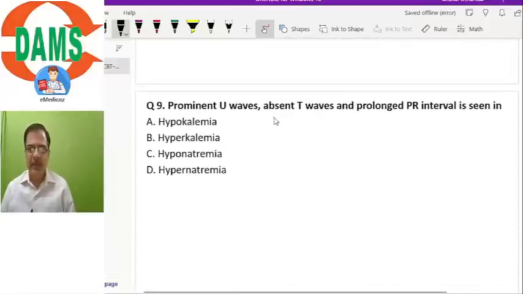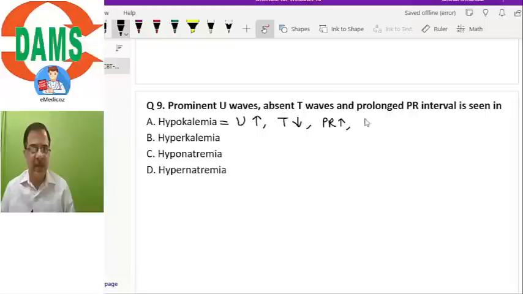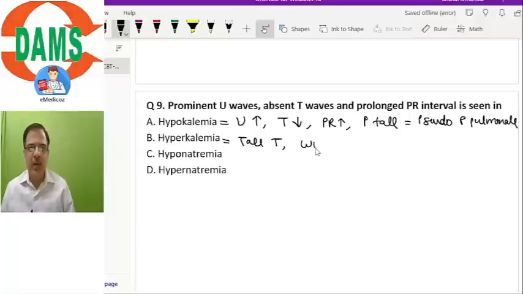Prominent U wave, absent T wave, and prolonged PR interval is seen in hypokalemia. So hypokalemia predominantly has an increased U wave, the T wave is reduced or maybe absent, and there will be a PR interval prolongation. Sometimes the P wave can be tall, that is known as pseudo P pulmonale. While hyperkalemia shows tall T waves, and it shows a wide QRS complex.